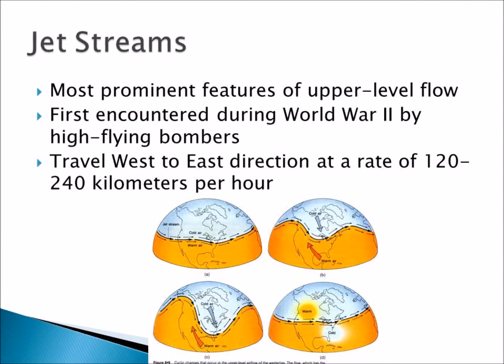Jet streams are considered the most prominent features of upper level flow. They are approximately 2,000 feet up in the air, and they were first encountered during World War II by high-flying bombers. They travel west to east at a rate of 120 to 240 kilometers per hour. One such stream is over the polar front, which is the zone separating the cool polar air from warm subtropical air.